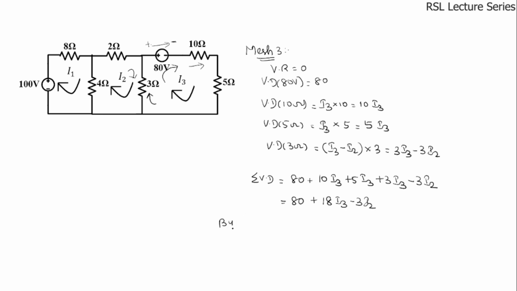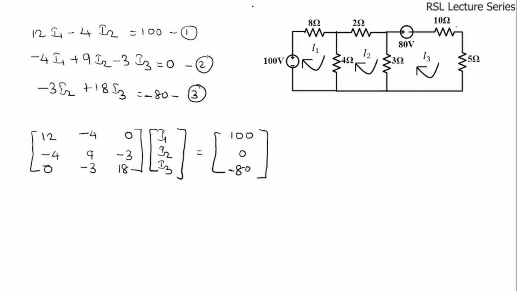So now by Kirchhoff's voltage law, this sum of the voltage drops will be equal to the voltage rise. So 80 plus 18I3 minus 3I2 equal to 0. Or this can be written as minus 3I2 plus 18I3 equal to minus 80. So this is equation number 3. Now our aim is to find out the current flowing through this 2 ohms resistor, that is I2.